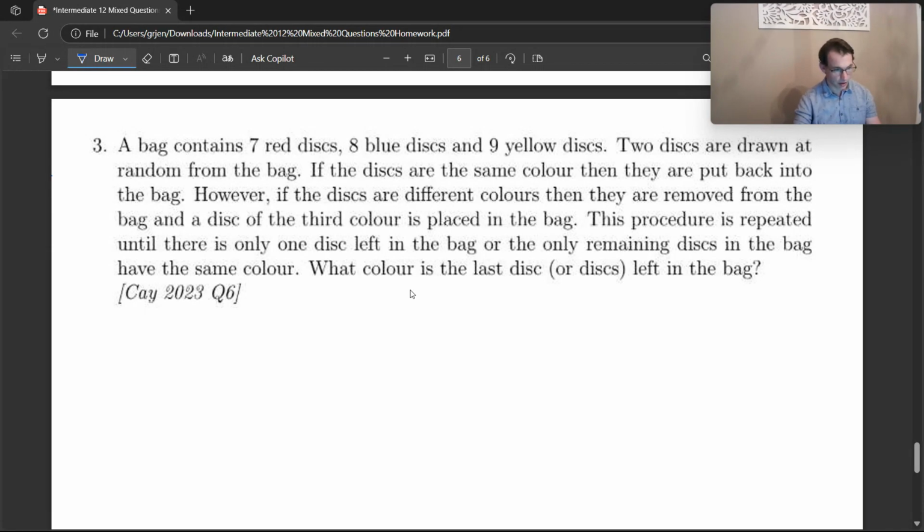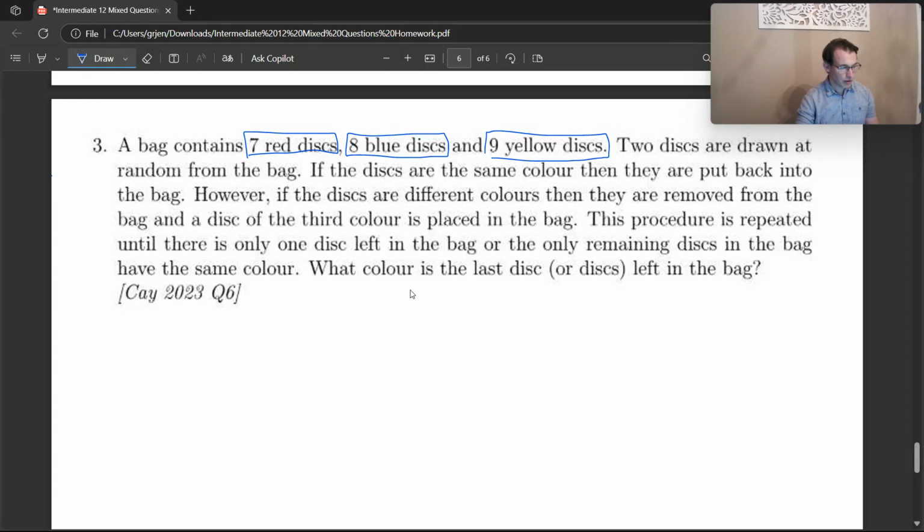Okay, so let's take a look. So here's what we need to notice. There's something special about this. 7 red discs, 8 blue discs, and 9 yellow discs. We're going to do this process until there's only 1 disc left in the bag or all of the remaining discs in the bag have the same color. Okay? So let's explore both of those options. All right, first, how would we get all of the discs to be the same color? Well, that color is the last disc or discs left in the bag.